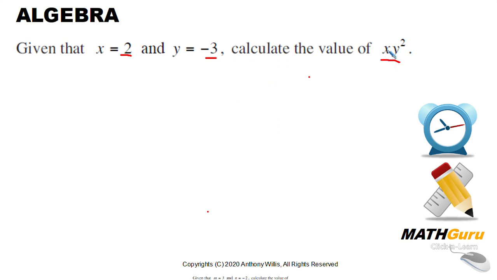So where you see x in the formula, or the term, excuse me, you plug in the value of 2, and where you see y, which is minus 3, you plug in the value of that in the formula. So that's how you solve that problem. Let me show you the solution to that.